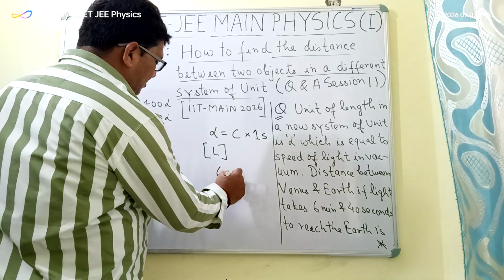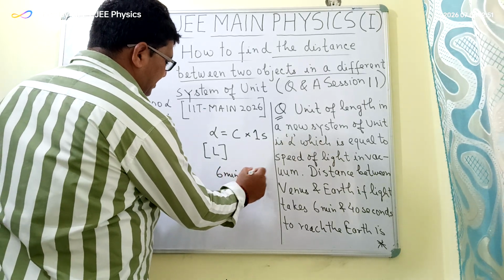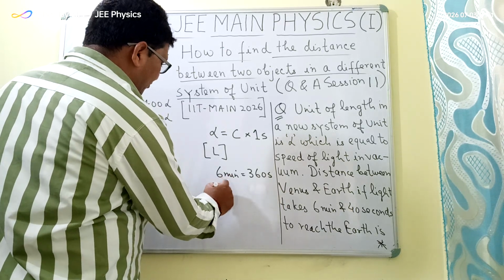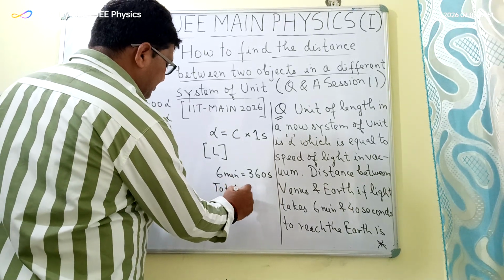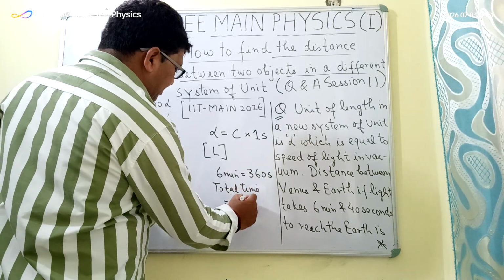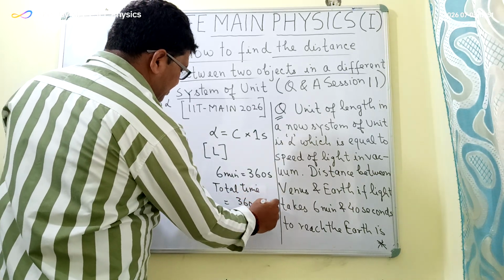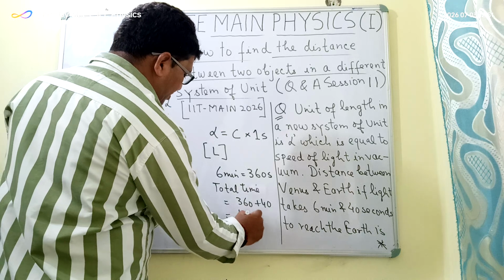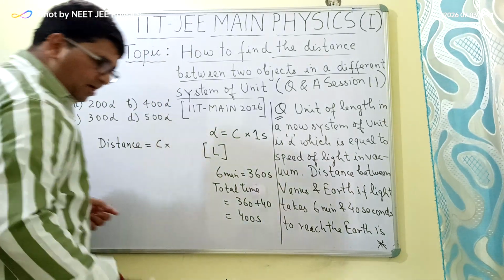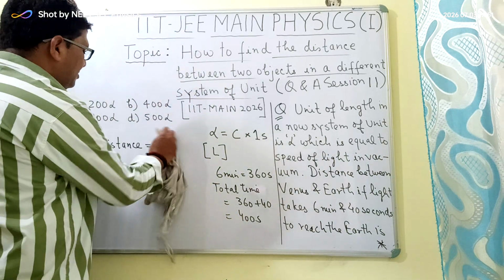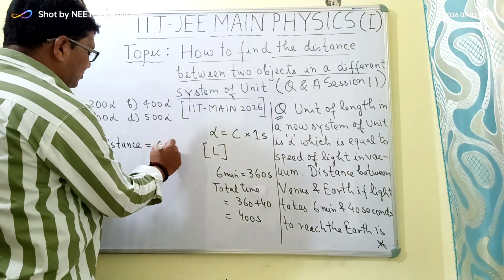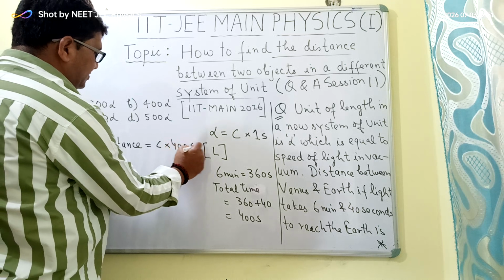6 minutes is equal to 360 seconds, and total time in seconds will be equal to 360 plus 40, and this will be equal to 400 seconds. So the distance between the Earth and the Venus will be equal to c into 400 seconds.